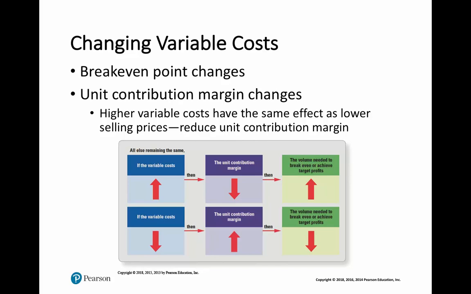So all else remaining the same, if our variable costs are going up, our contribution margin per unit is going to go down, and therefore we need to sell more, because every one of our units sold is basically less profitable than it was before. Again, if our variable costs are going down, our unit contribution margin is going up, and therefore the volume needed to break even or to achieve a target profit is going to go down.